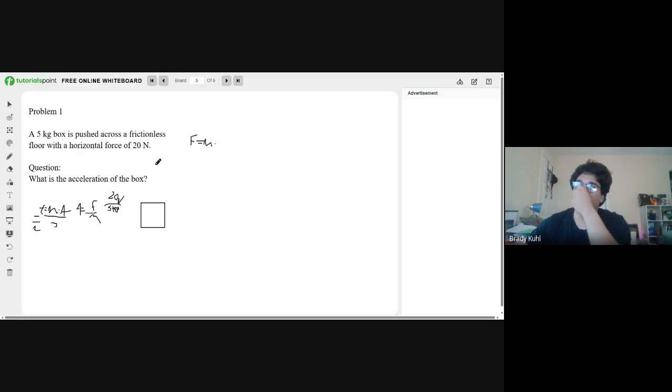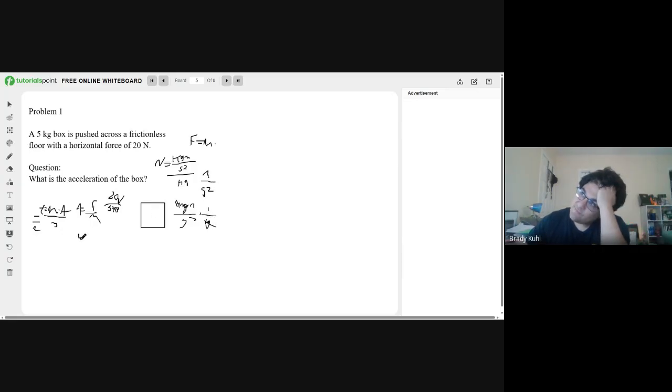Before you get confused, a newton is kilogram meter per second squared. So you divide that by kilograms, which is the same as kilogram meter per second squared times 1 over kilogram. Cancel the kilograms on both sides and you get meters per second squared. 20 divided by 5 is 4 meters per second squared.